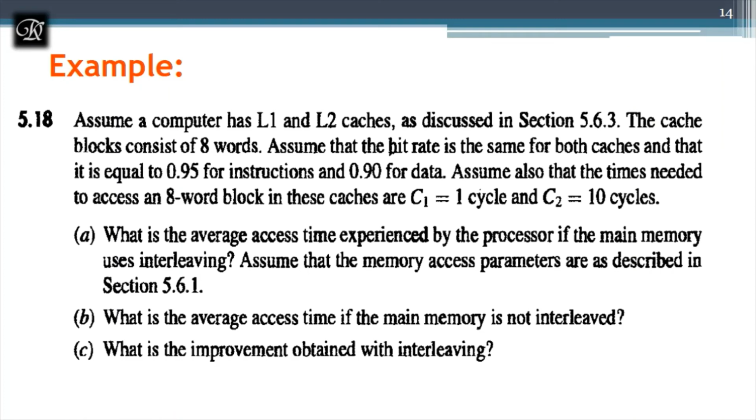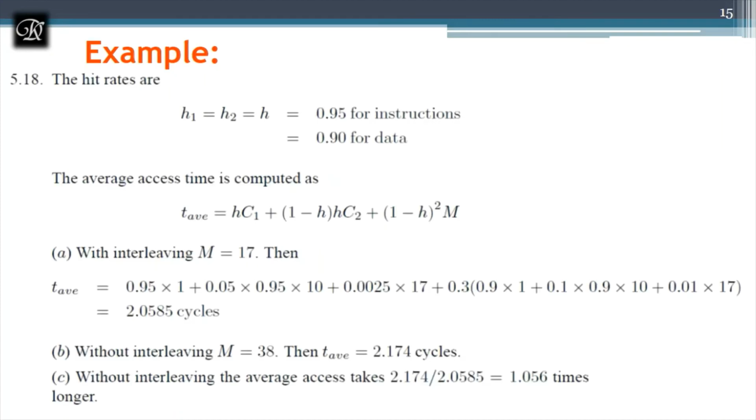What is the average access time experienced by the processor if the main memory uses interleaving? What is the average access time if the main memory does not use interleaving? What is the improvement obtained with interleaving? First we have to calculate with interleaving, second without interleaving, and finally calculate the difference. The values of H1 and H2 for instructions are the same, 0.95, and 0.9 for data. The formula is given as before, we have written it over here.